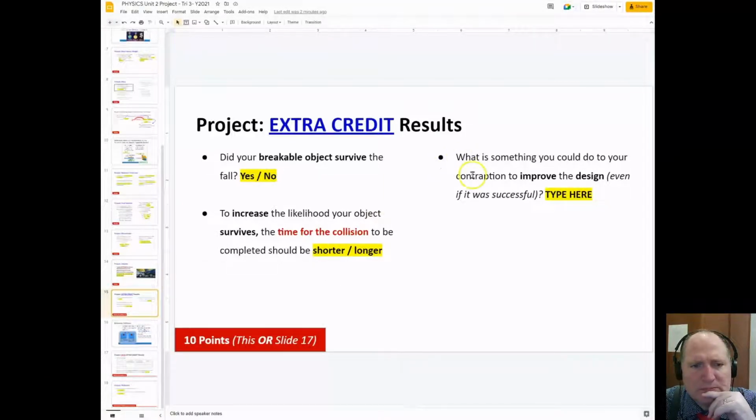And then finally, this one is over here. What is something you could do to your contraption to improve your design? You type it right there. Cool. If you are not doing the extra credit, do not do this slide.